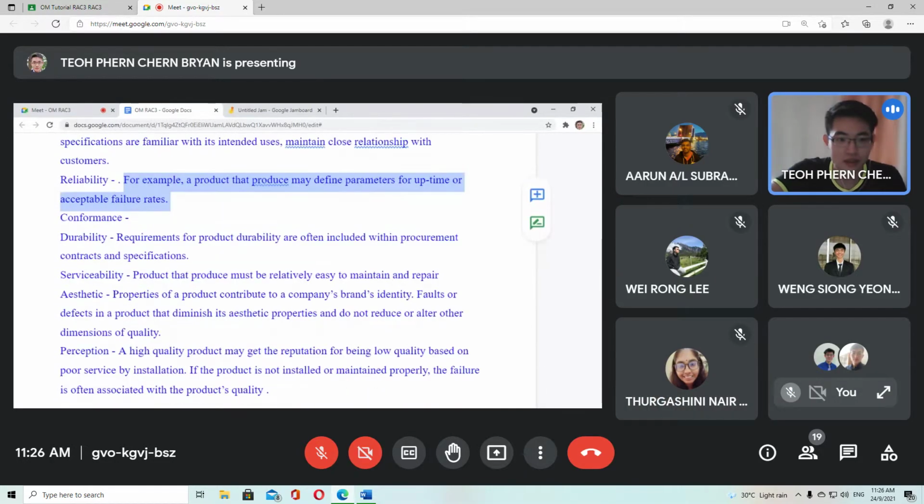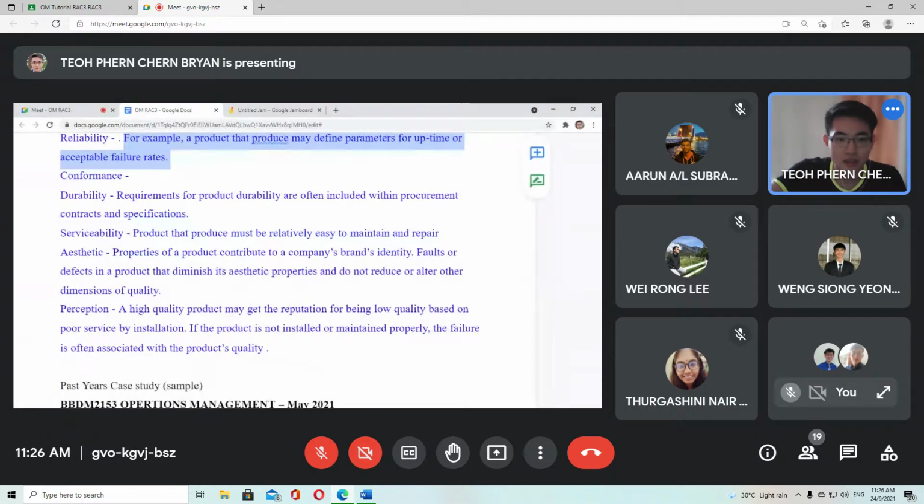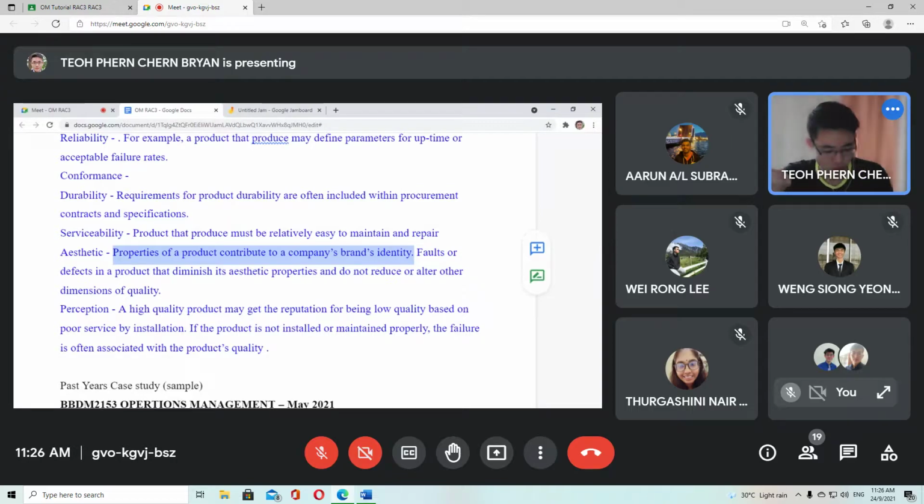Okay, this one: contribute to a company's brand identity. Right? Never answer the question. What property? How does it contribute to the brand's identity? Okay.